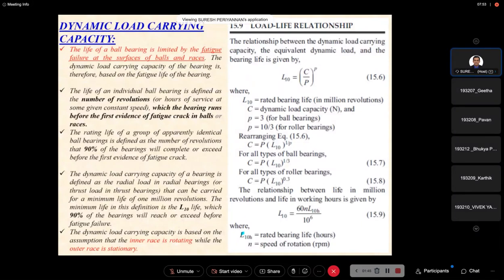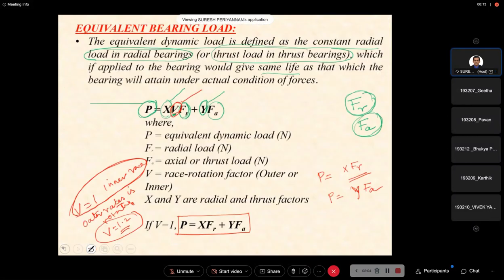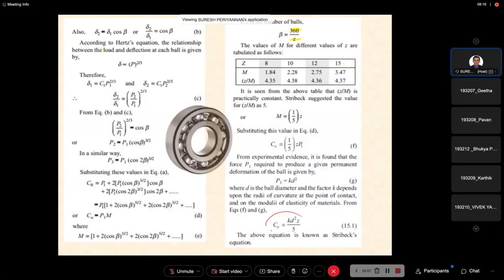The static load carrying capacity for the ball bearing, sorry, not roller contact bearing, ball bearing, was developed through Stribeck's equation. Just a one minute recap: finally we arrived that C0, the notation for the static load carrying capacity of the ball bearing, is K into D squared into Z by 5, where Z is the number of balls used in the bearing.